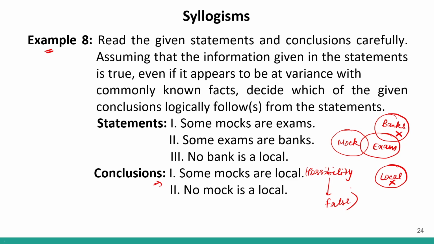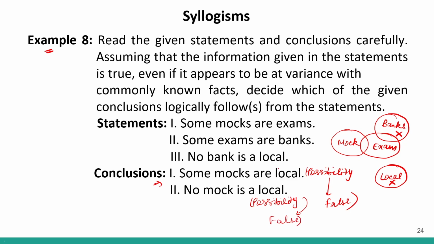Therefore, this is false. Because if the conclusion said some mocks are local is a possibility, then it would be true. But it is not mentioned like this. Therefore, it is false. No mock is local. See, now look at it over here. This is also a possibility. Correct? This is also a possibility. Therefore, this should be false as well.